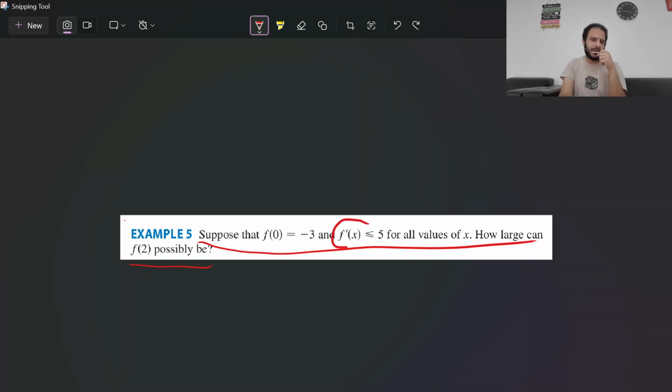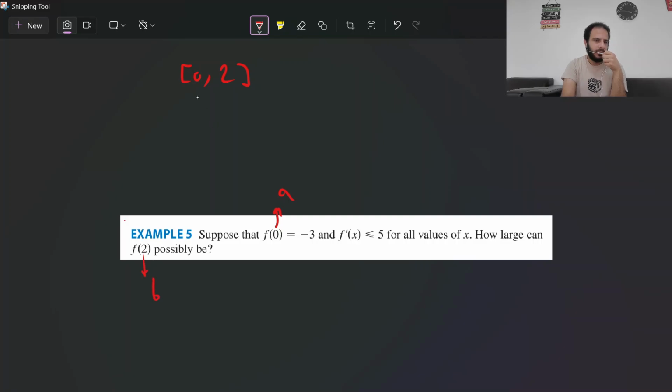Since this function is differentiable, see here, it tells you f prime of x is less than or equal to 5 for all values of x. So we know that the derivative exists at all points, meaning that it's also continuous, right? So we can use the mean value theorem. It's continuous for all values and differentiable for all values, so it clearly satisfies the conditions on the closed interval 0 to 2. See here, this 0 is a, 2 is b, okay?